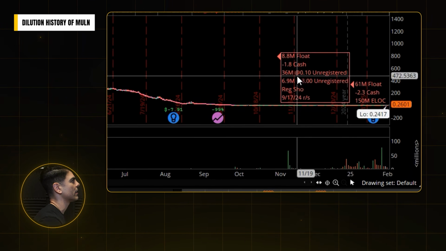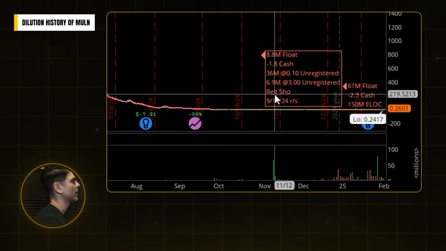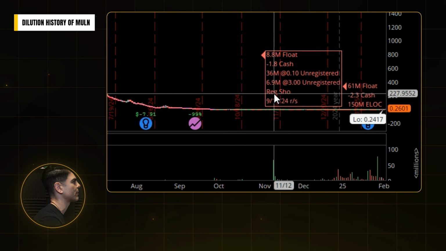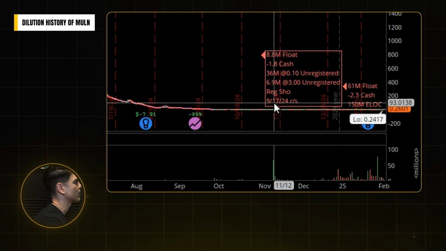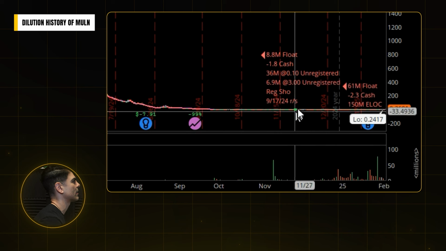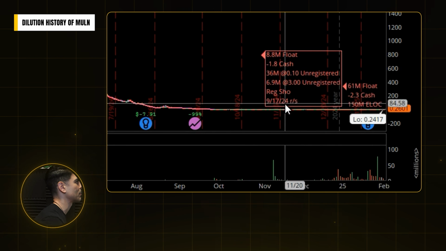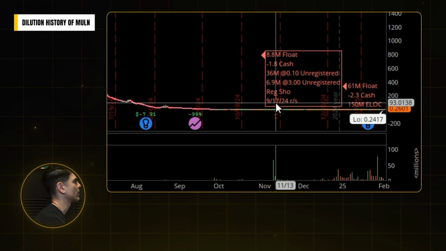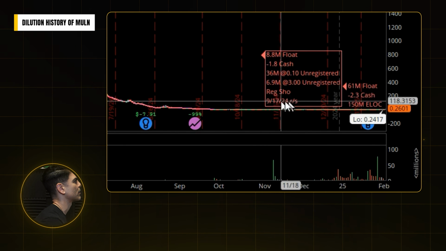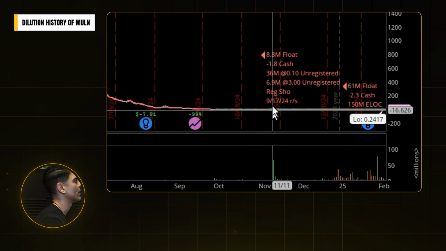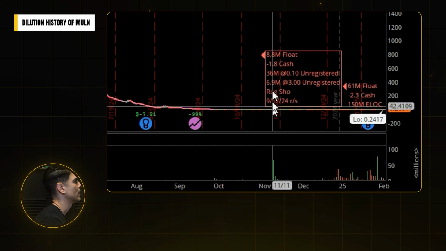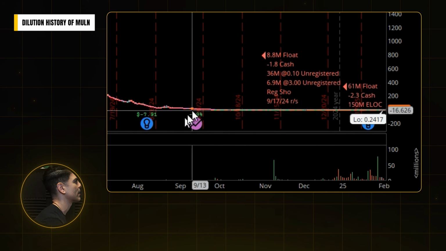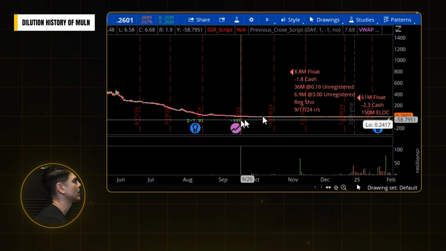Float, cash need, warrants, form of dilution, and I like to know little things here and there, for example, Reg SHO. And of course, in a stock like this, that's known to be in a reverse split situation all the time, it's always relevant. I like to put the reverse split date to see how far along we are from that date. For example, this was back in November. That's just 2 months from the reverse split.